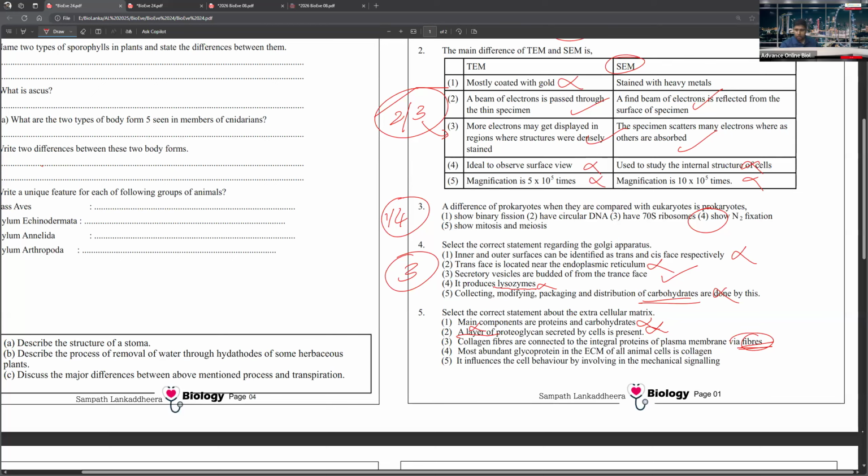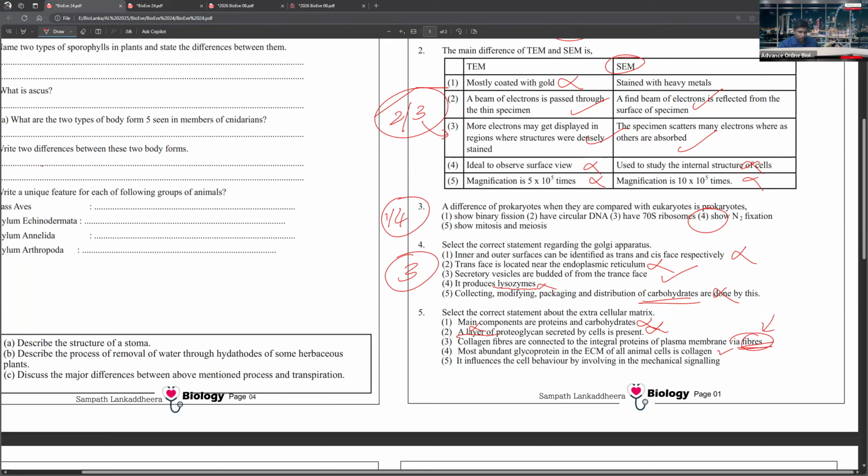Fibronectin or filaments. What is given? Filament, or fiber. I think fibronectin is given as fibronectin. So fibers is wrong. Then fibronectin again. And then the most abundant glycoprotein in the ECM of the animal cell is collagen. Glycoprotein collagen, okay. I think I can settle with that.